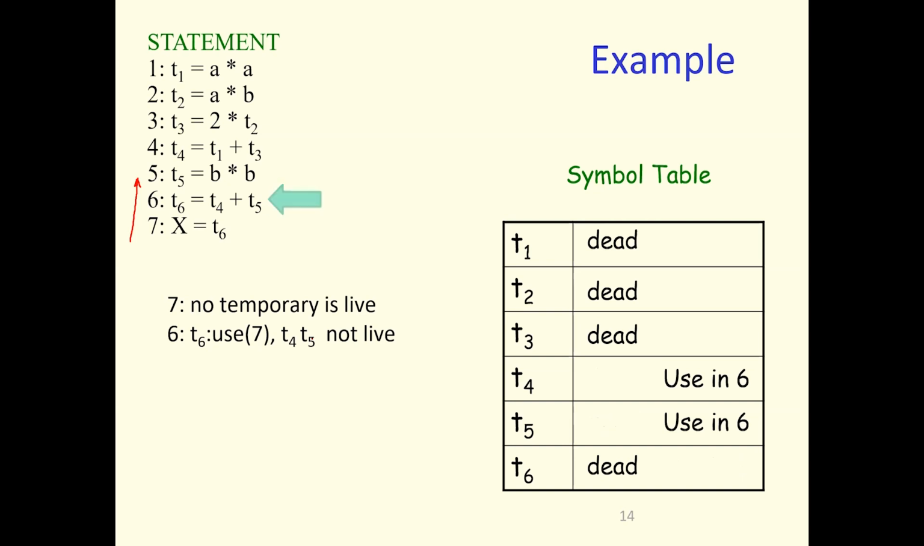Now I come to line 5. Once again, line 5 only defines T5. So T5 information gets copied, and then things get updated. So T5 becomes dead. T4 is still used. So any questions about it?